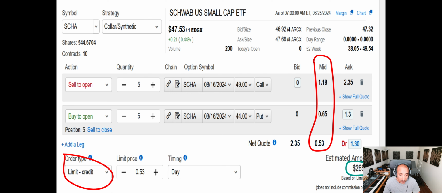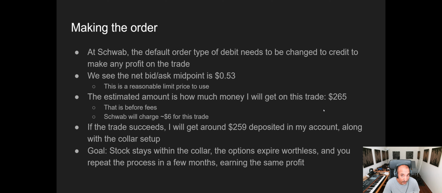What you want to do is set your limit price to be this midpoint. You can pick whatever price you want, but the midpoint is usually a good starting point. An important thing is you set your order type to credit. It's going to default to debit, which means it's going to take money and not actually give you money. The estimated amount here is what will be deposited into your account if this trade were to go through. But the important thing is the sell is worth more than the buy. Just to reiterate, at Schwab, the default order type is debit. You need to change this to credit if you want to make any profit on the trade.